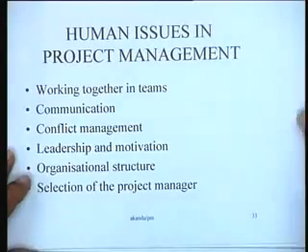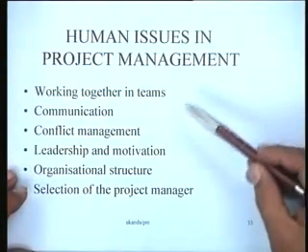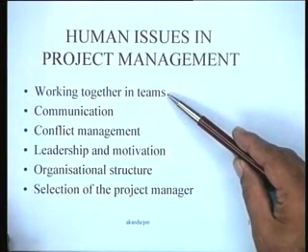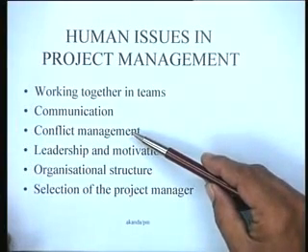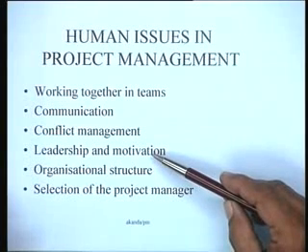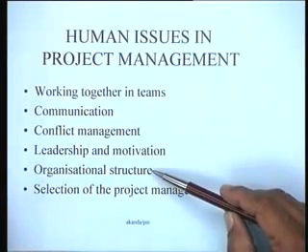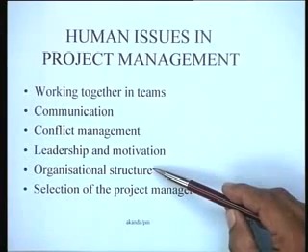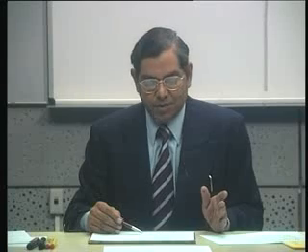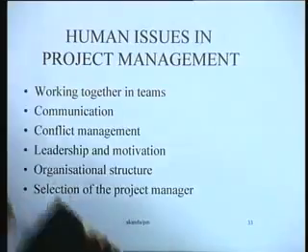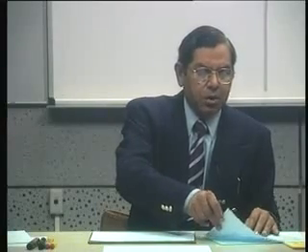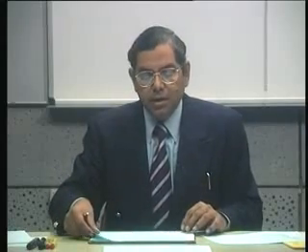Apart from these typical problems, human issues in project management are of great concern. What is really required is working together in teams, proper communication, conflict management, leadership and motivation. You should have a leader who is able to motivate you. The proper organizational structure. It is said that matrix organizations are the best organizations for projects. So we'll see what is so special about matrix organizations. Selection of the project manager. These are important issues.